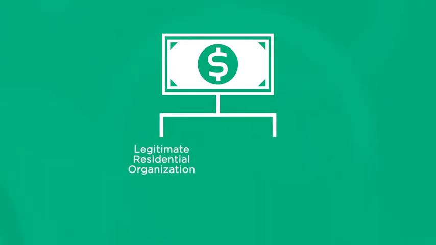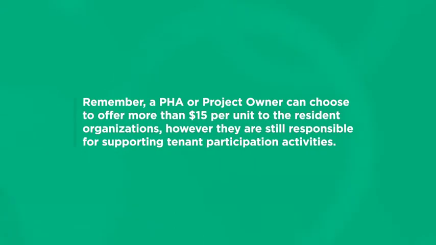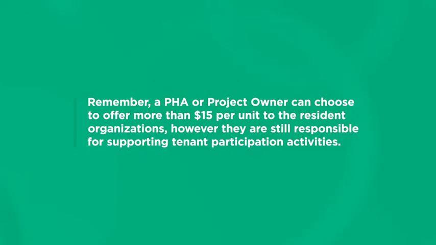$15 goes to the legitimate resident organization, and the other $10 goes to the PHA or project owner to support resident participation activities. Remember, a PHA or project owner can choose to offer more than $15 per unit to the resident organizations. However, they are still responsible for supporting tenant participation activities.